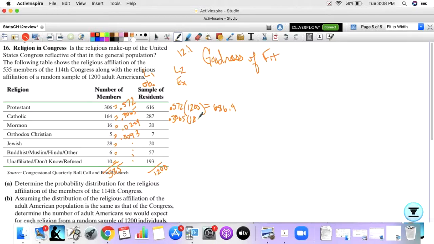So again, if I did it for the next section, I took 0.3065 and multiplied it by the 1,200, I would get 367.8. So that seems a little bit high compared to this. I should go through and get the rest of these.